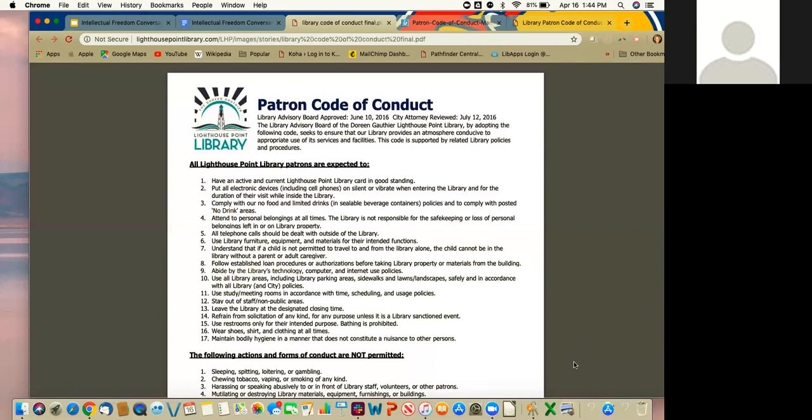And remember, it doesn't matter if you're Sylvan Grove or Salina. Everybody needs these policies to protect the library and the patron.